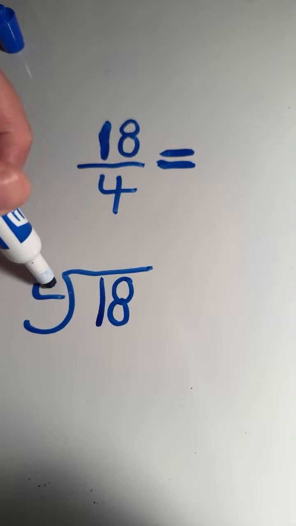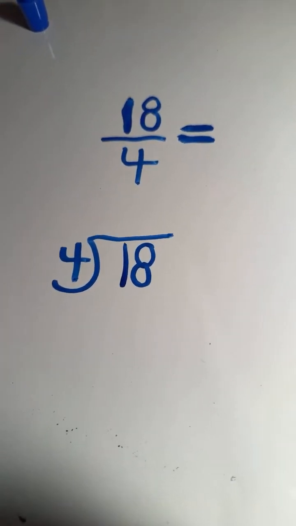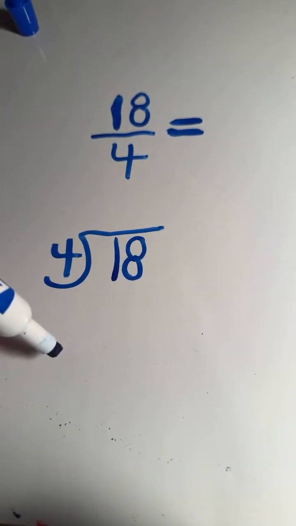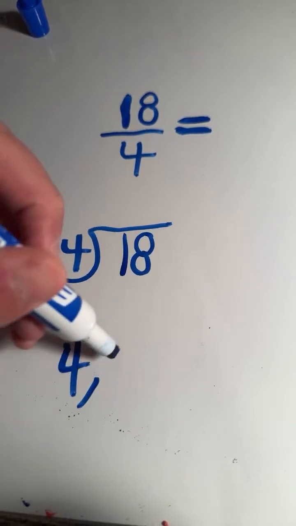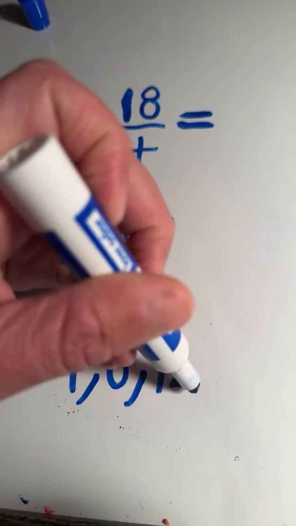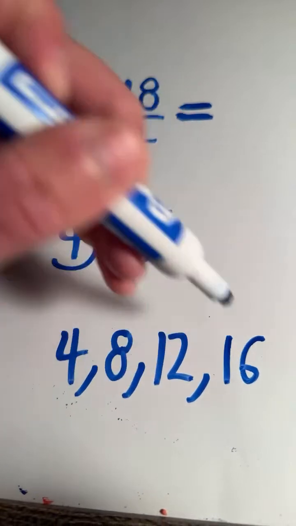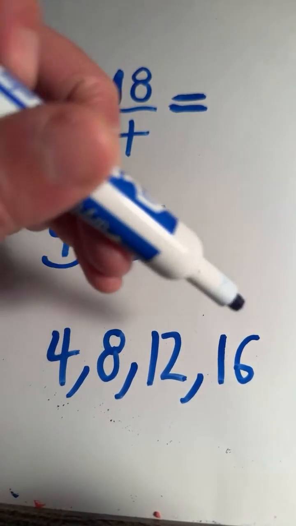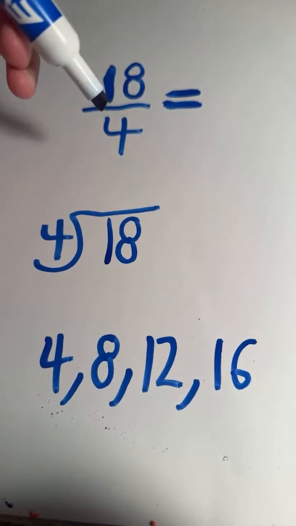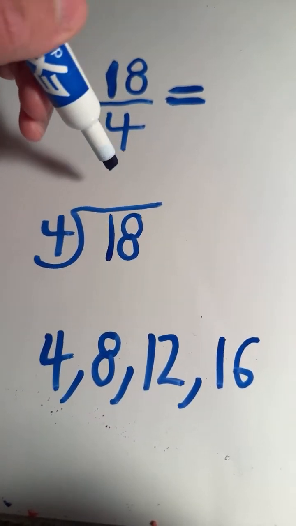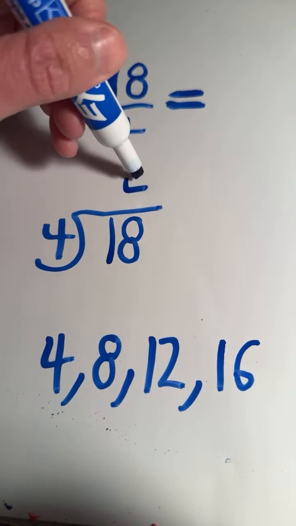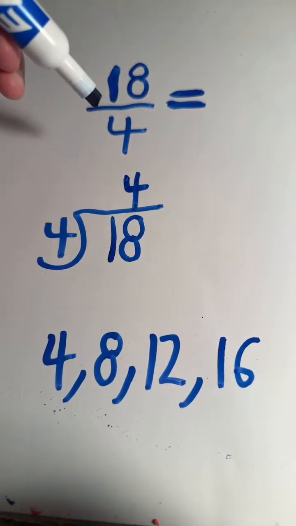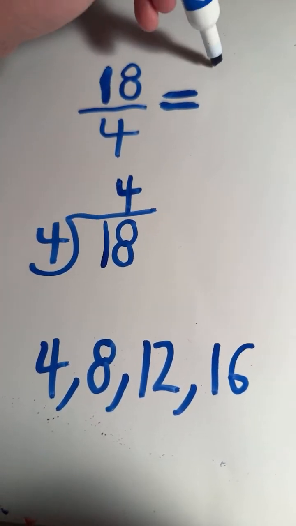Think of it like this, 18 divided by 4. We've got to figure out how many groups of 4 go into 18. So counting by 4s, 4, 8, 12, 16. If we count by 4 again, we'll be too far. But I was able to get 1, 2, 3, 4 full groups of 4 within 18. So 18 divided by 4 does equal 4. There is a remainder there, so 4 is our whole number.